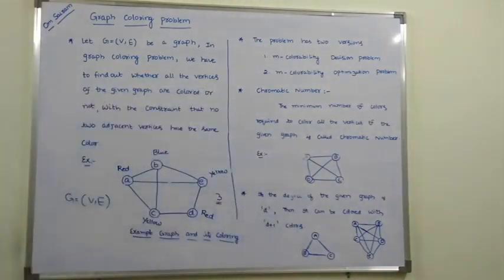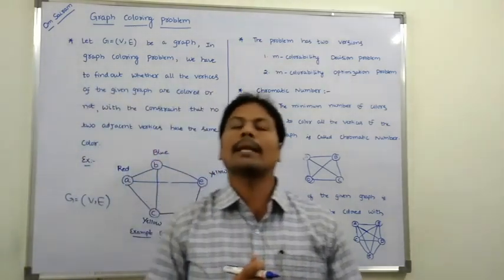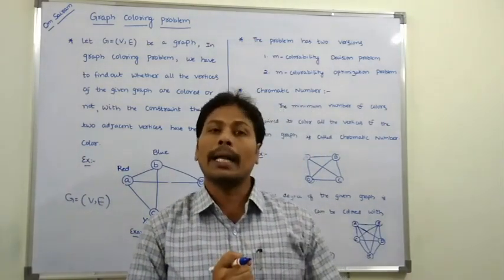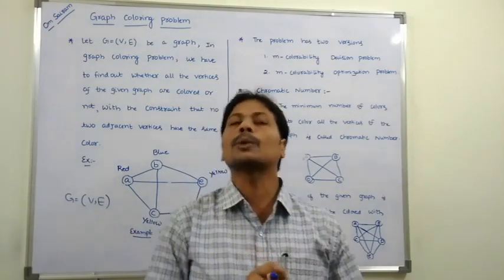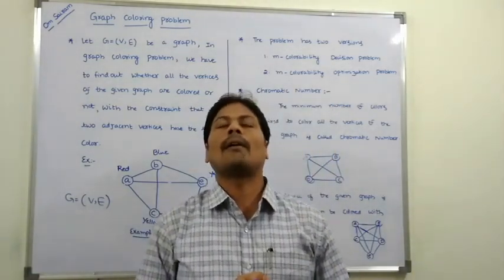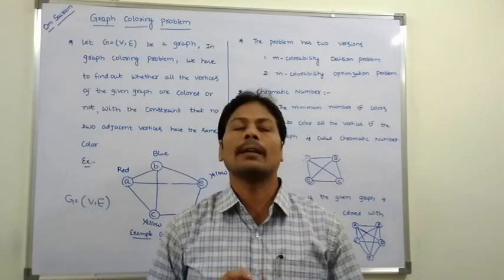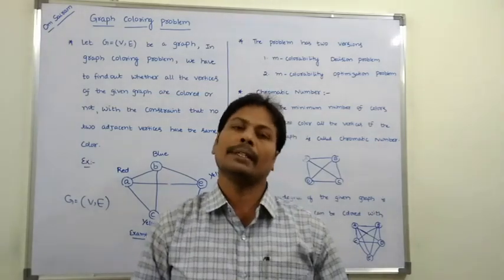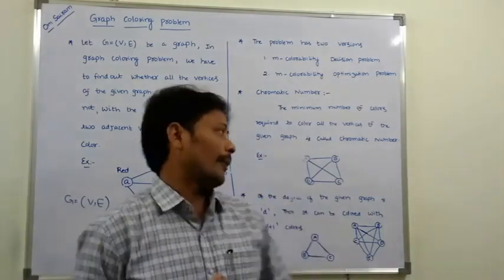Chromatic number is nothing but the minimum number of colors we are required to color all the vertices of the given graph with the constraint that no two adjacent vertices have the same color. So that number is called the chromatic number. That is called the chromatic number of the given graph.